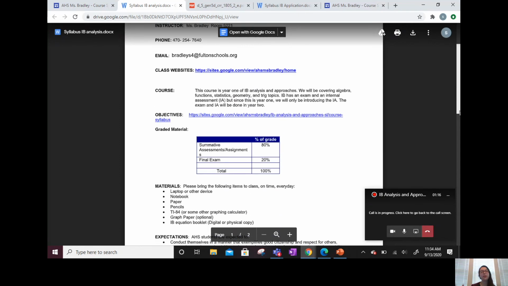Just a little overview about the course. This is IB Analysis and Approaches. It is actually a 2-year SL course. So this year we're going to be covering algebra, functions, statistics, geometry, and trig. Next year they're going to be doing the IA. They're going to do more functions and calculus.